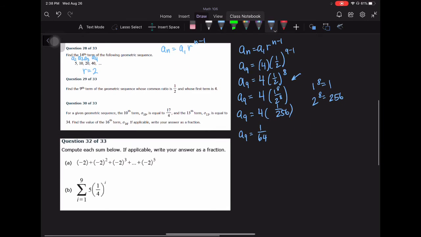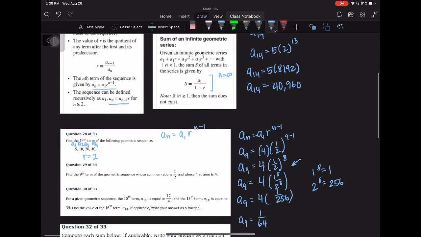Finally, we're going to be computing some sums. Now, in order to calculate the sum, we're going to use the fact that, first of all, this is a finite series here, as is this, because I'm stopping at 5 and I'm stopping at 9. This tells me I go to n equals 5. This tells me I go to n equals 9. So this is finite.